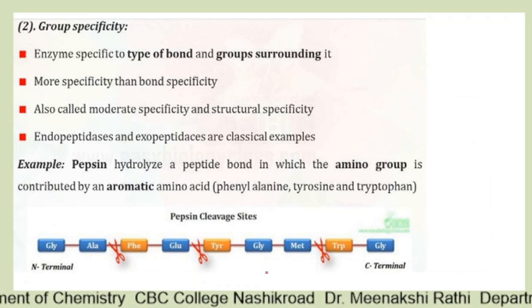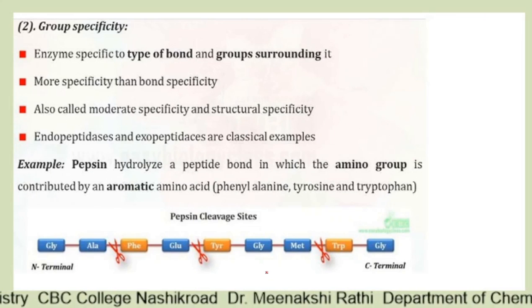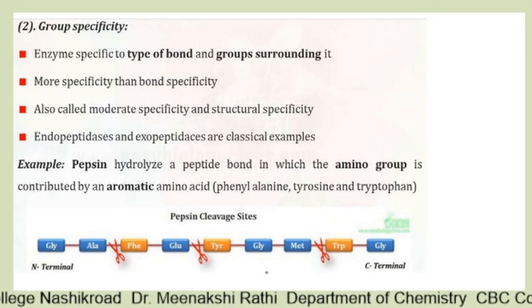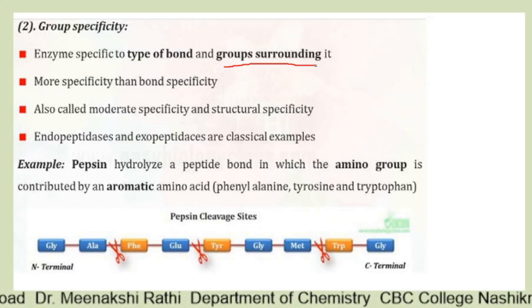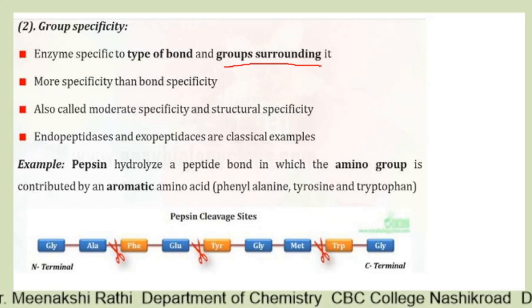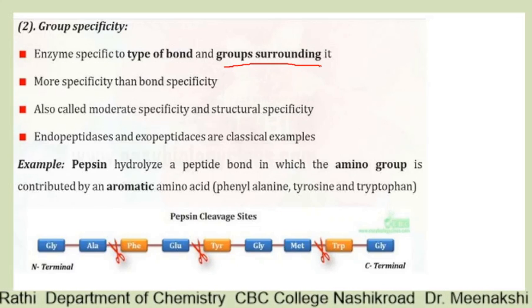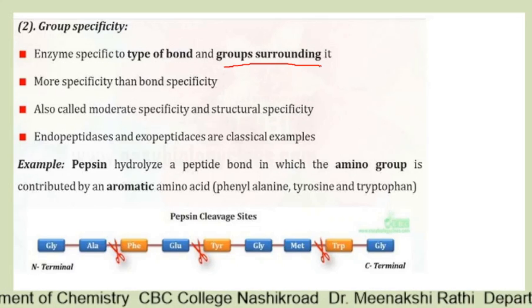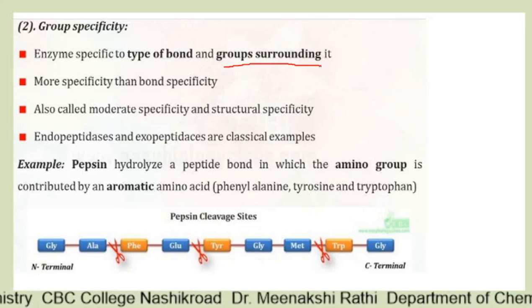Another is group specificity. We just saw that enzymes are very specific to bonds. At the same time, they are very specific to the groups surrounding them. This specificity is higher than the bond specificity. It is also known as moderate specificity as well as structural specificity.